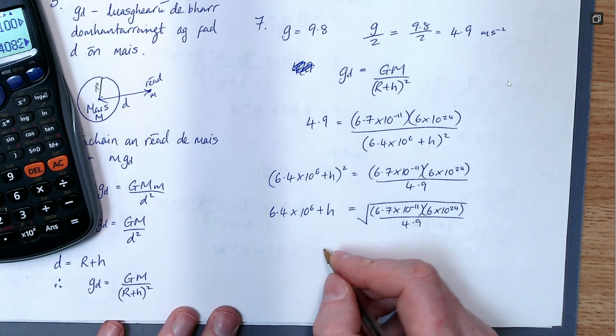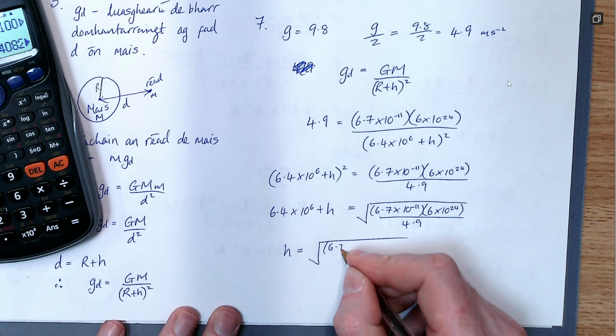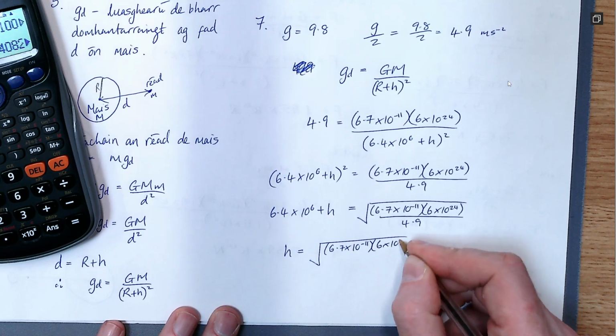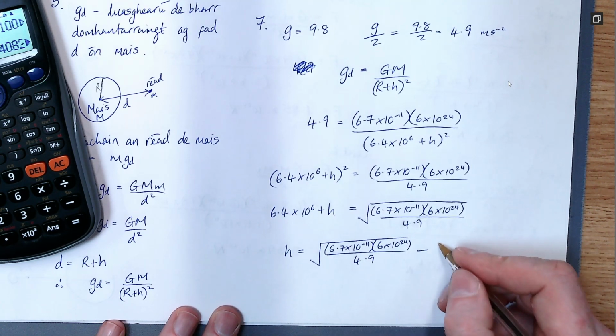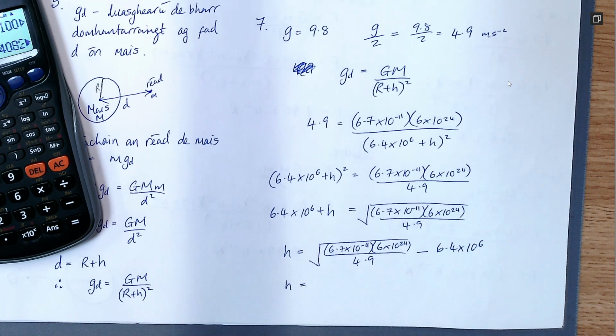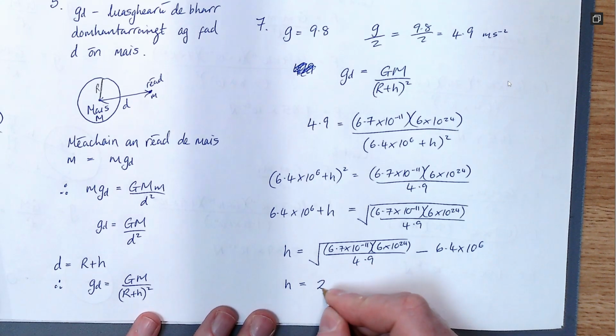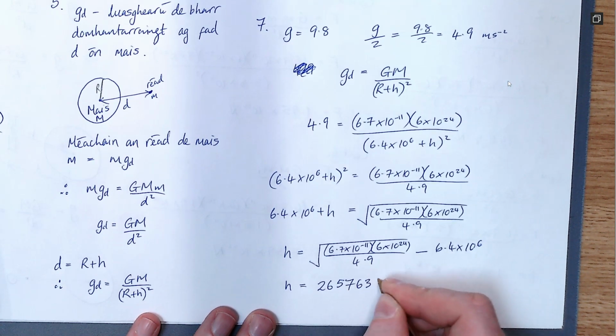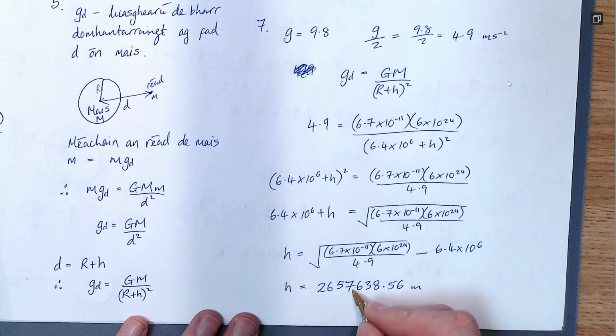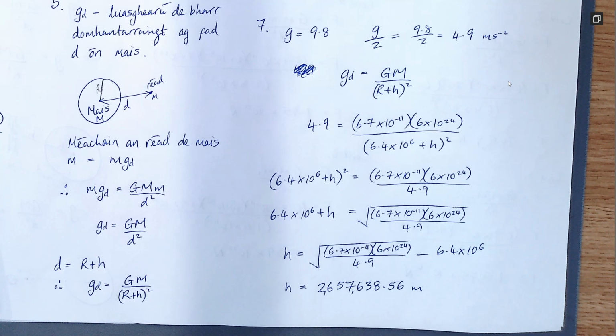Now H equals the square root of 6.7 by 10 to the power of minus 11 times 6 by 10 to the power of 24 over 4.9, minus 6.4 by 10 to the power of 6. Just key it into the calculator. You should get 2,657,638.56 meters. So roughly 2.6 million meters above the surface of the Earth will give you half the gravity.